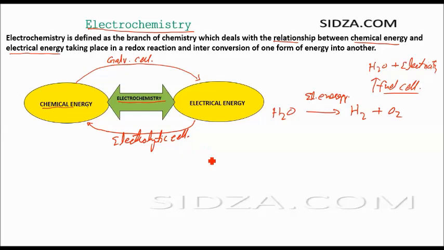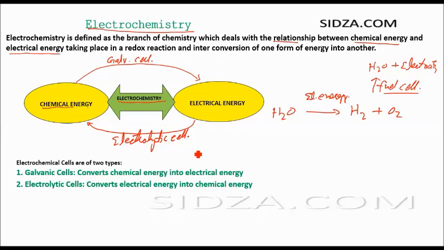So that means we can say that in electrochemistry we have to study two topics. Number one is the galvanic cell, number two is the electrolytic cell. In electrochemistry we are going to discuss two types of cells, the galvanic cell and the electrolytic cell, and the whole chapter is around these two cells.